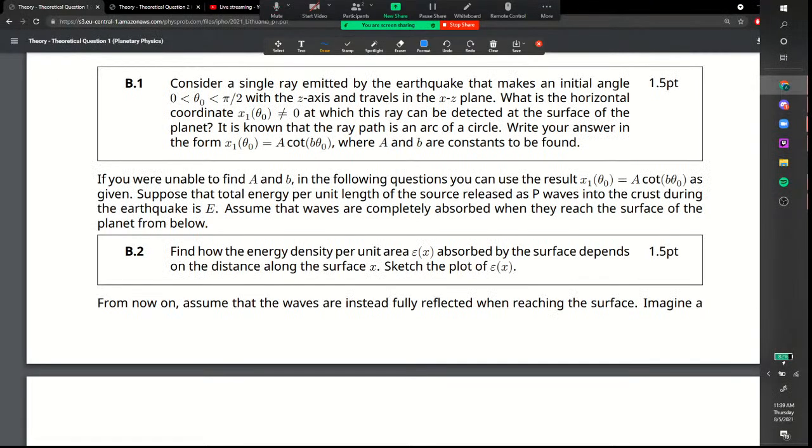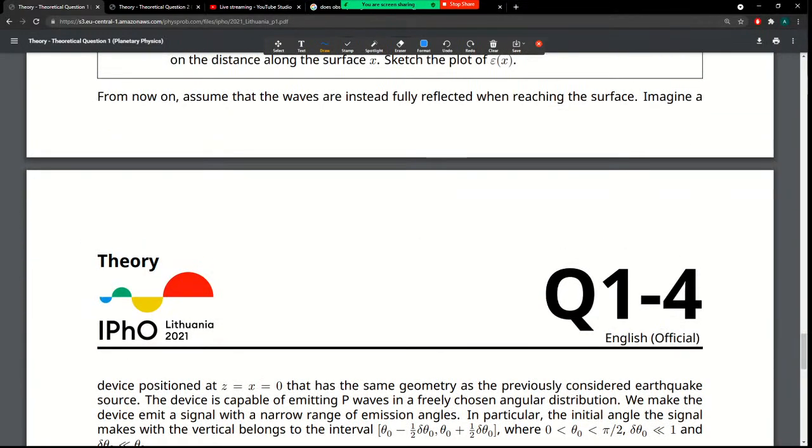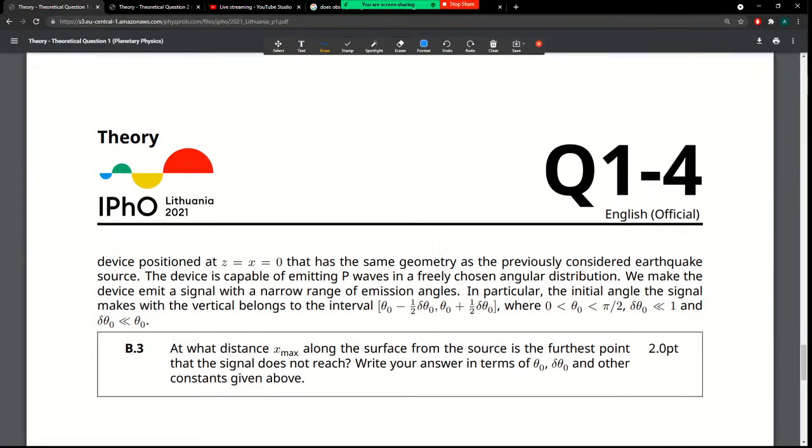Okay, 2 points. From now on, assume that the waves are instead fully reflected when reaching the surface. Imagine a device positioned at z equals x equals 0 that has the same geometry as the previously considered earthquake source. The device is capable of emitting P waves in a freely chosen angular distribution. We make the device emit a signal with a narrow range of emission angles.